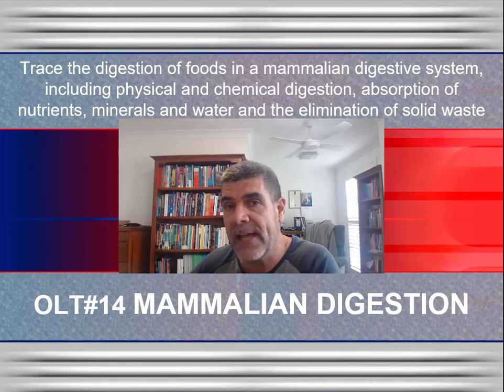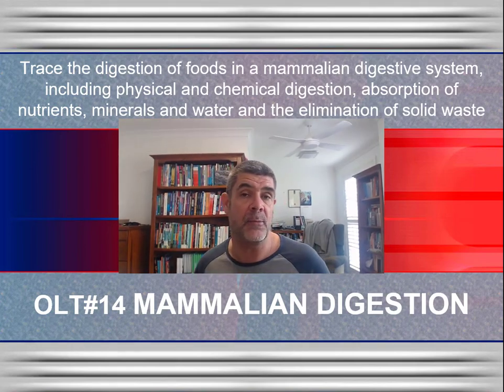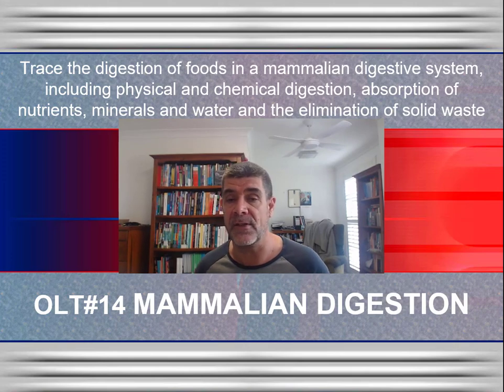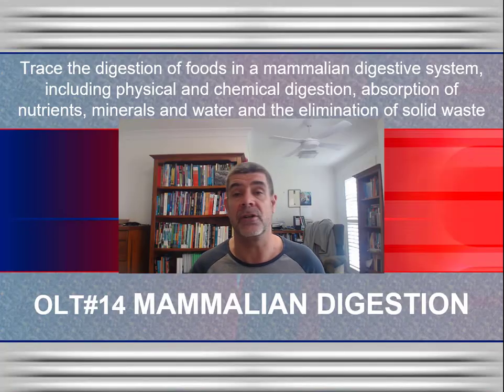Now there's a lot of aspects to this that we can cover in a little bit more detail in class, but what I want to try and do is just touch on some of these key aspects of the digestion of foods in a mammalian digestive system, and that is physical and chemical digestion, the absorption of nutrients, minerals and water, and the elimination of solid waste.